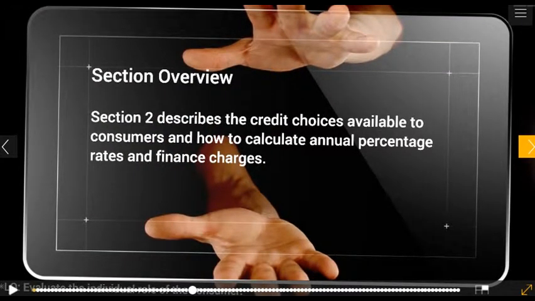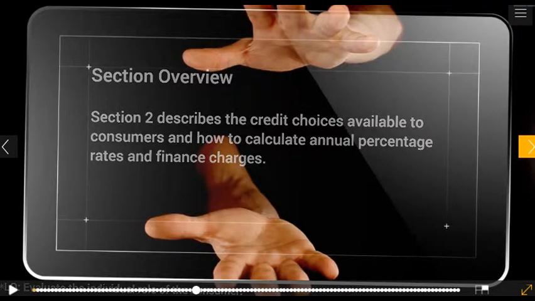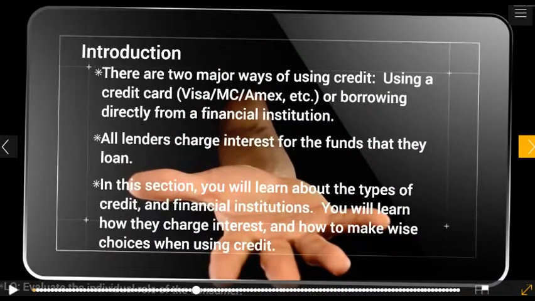Section 2 describes the credit choices available to consumers and how to calculate annual percentage rates and finance charges. There are 2 major ways of using credit: using a credit card, such as Visa, MasterCard, American Express, etc., or borrowing directly from a financial institution. All lenders charge interest for the funds that they loan. In this section, you will learn about the types of credit and financial institutions. You will learn how they charge interest and how to make wise choices when using credit.